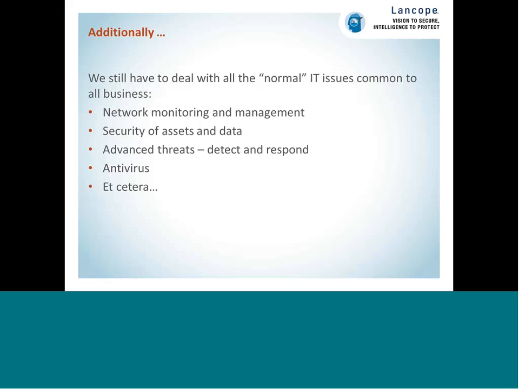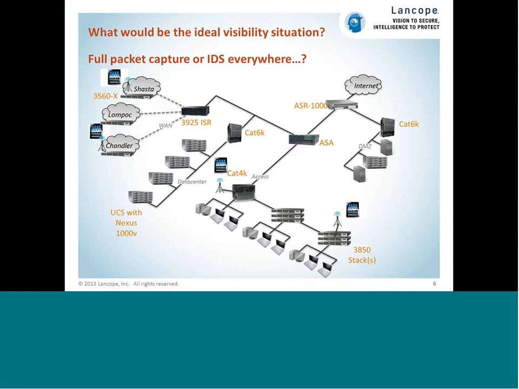How do we ensure that AV is properly working and deployed, et cetera? So all the normal issues facing any IT department are also, of course, still of large concern in healthcare. And again, this all boils down to a visibility issue. How do we see what's going on in the network so that we can make good decisions about current and future policies and react to issues rapidly?